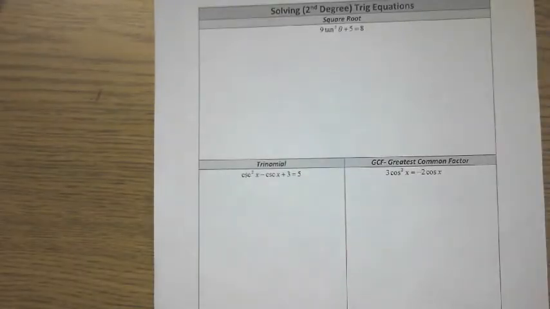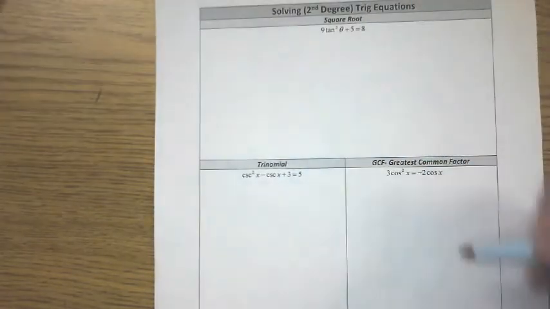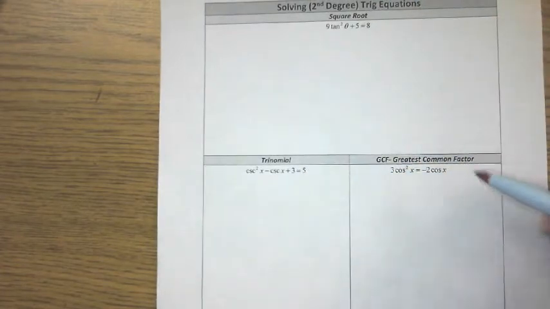Our first example is going to have us take a look at 9 tangent squared theta plus 5 equals 8. Now, you'll notice, guys, that up above each one of these examples, I gave you some key words to think about or some strategies that you're going to use in each one. We're going to talk about 3 different strategies today: the square root method, trinomial method, and the greatest common factor, or GCF method.